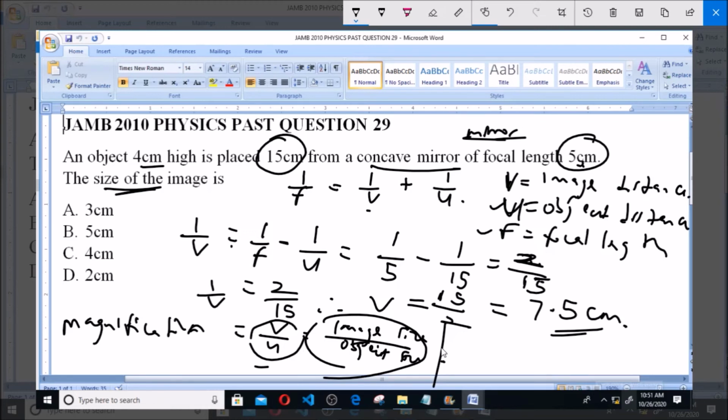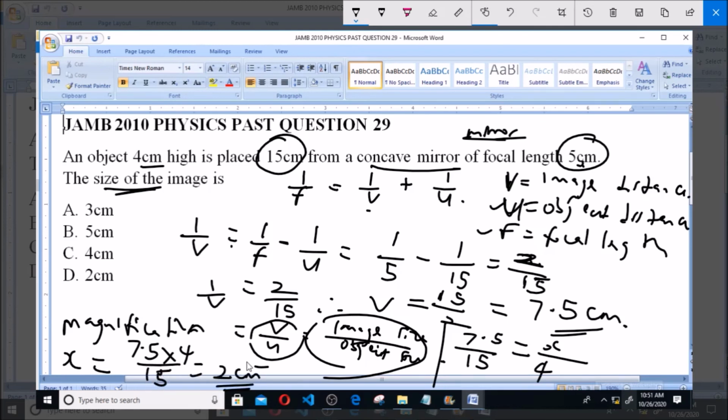So v over u, that is 7.5 over 15, is equal to the image size, which is what you are looking for, let's call that x, over the object size, which is 4 centimeters. So x is therefore equal to 7.5 multiplied by 4 over 15. Therefore x is equal to 2 centimeter, and x, as you remember, is our size of the image. So the image size is 2 centimeter as we have calculated, and 2 centimeter is option D, which is the correct answer to this question.